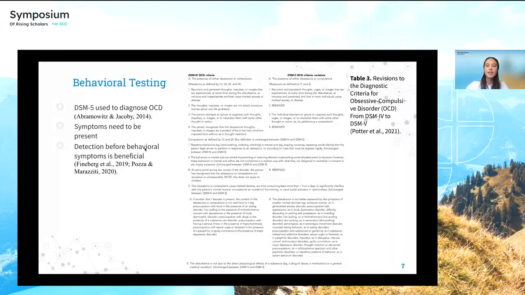Then behavioral testing. Professionals use the DSM-5 to diagnose OCD. It's a manual that contains criteria for a specific mental illness to be diagnosed, and these criteria are located in table 3. However, symptoms need to be present for the DSM-5 to be used. A detection before behavioral symptoms is beneficial because it allows for a better course of treatment.